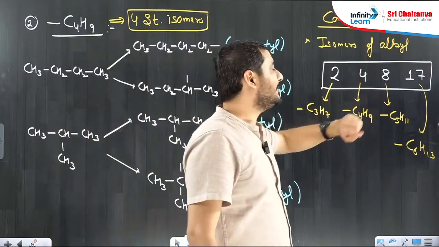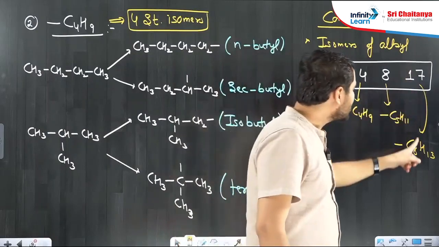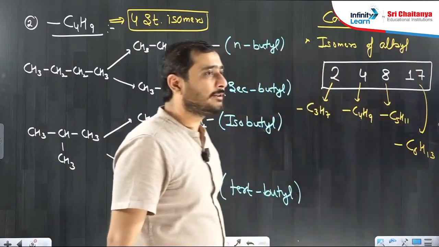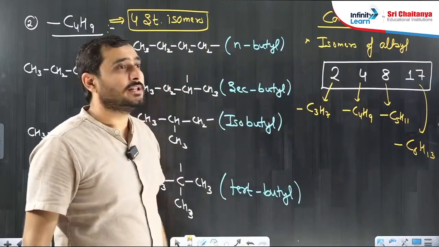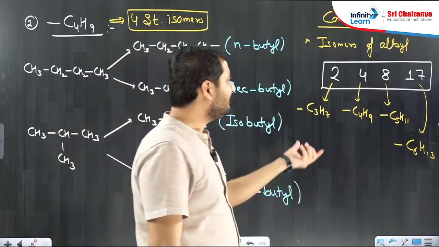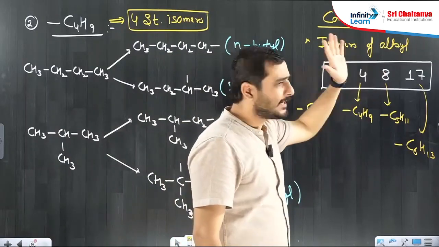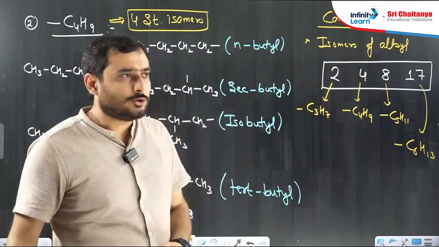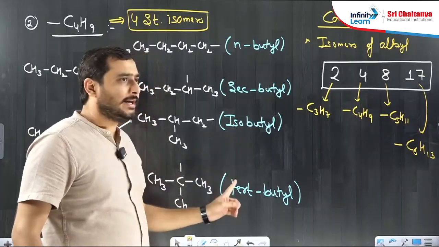For 5 carbon atom, how many are possible? 8. And for 6 carbon atom, how many possible? 17. If you move to next 7 carbon, there are 39. So that is not possible. So only maximum time what you get: 2, 4, 8 up to 5 carbon atom. So we have to remember this for alkane and alkyl.